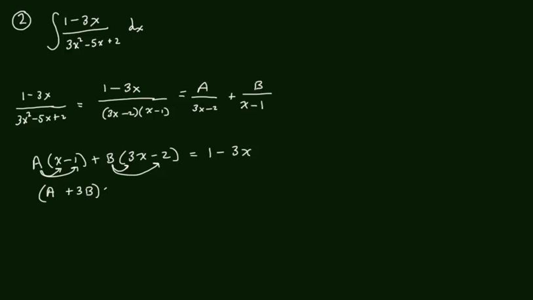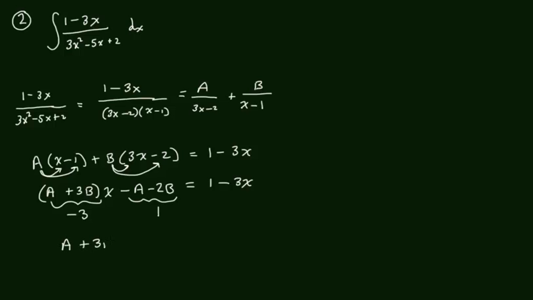Okay, so that would precede x, and then everything else, minus a minus 2b would be the constants. So we have 1 minus 3x. So we see that this has to be negative 3 and that the constants have to be positive 1, giving us our system of equations.